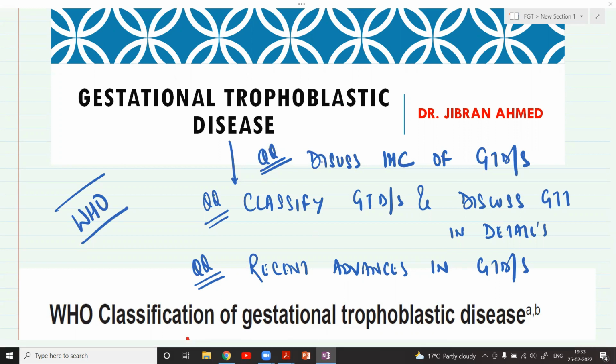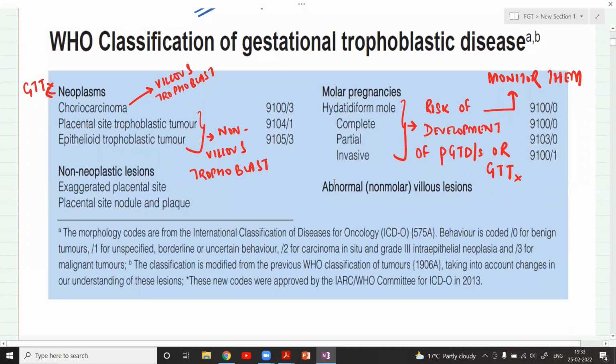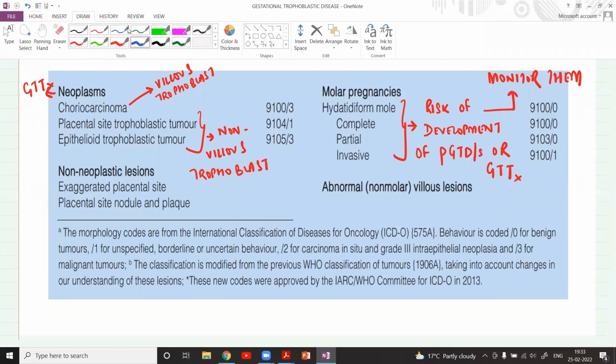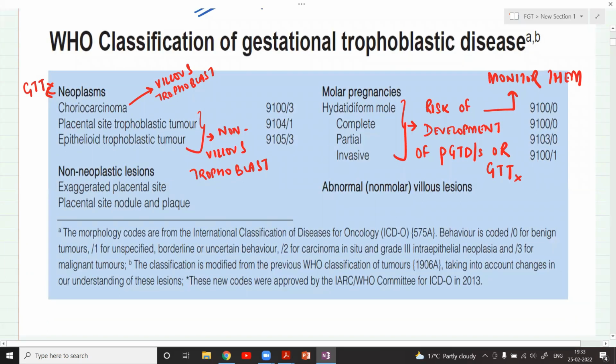So first we are going to start with the WHO classification of gestational trophoblastic disease. As you can see, the classification is quite a simple one. There is not much over here. The first heading is neoplasms. Then we have non-neoplastic lesions, molar pregnancies. Then we have abnormal villus lesions.